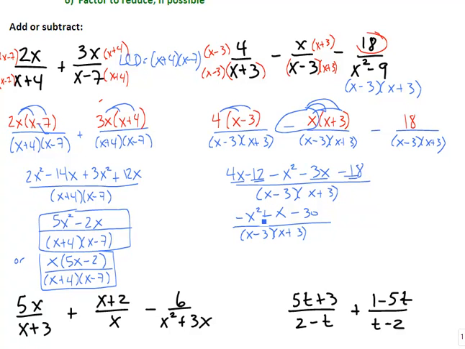If we try to factor the top, it's not possible. We can't find 2 factors that are going to multiply and give us the right signs. So let's go ahead and put our box around our final solution.